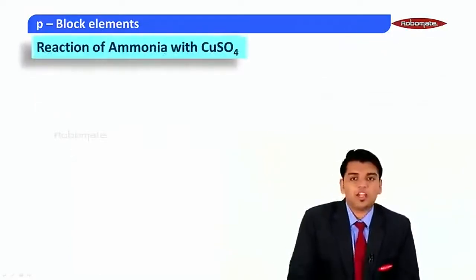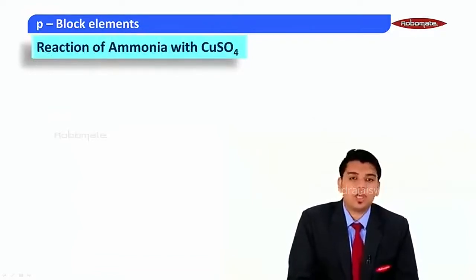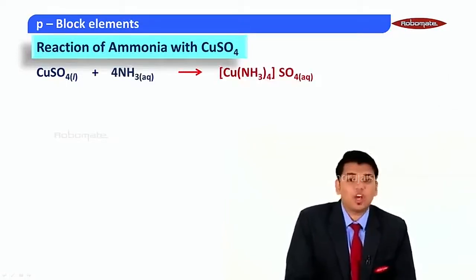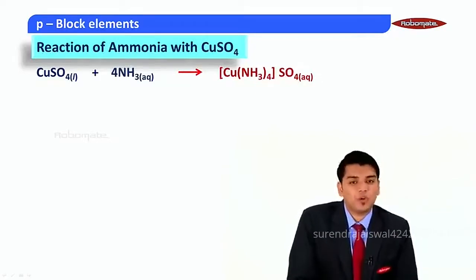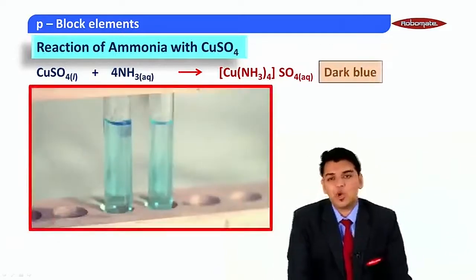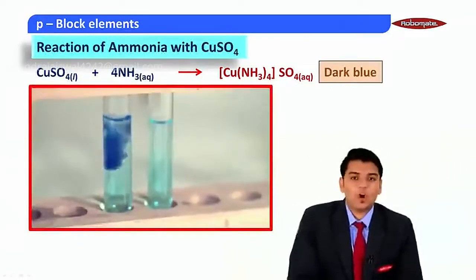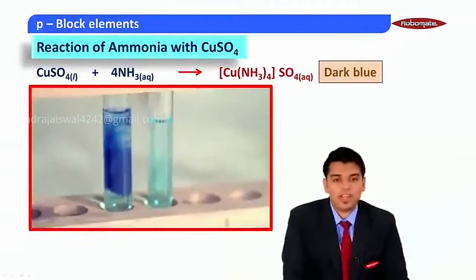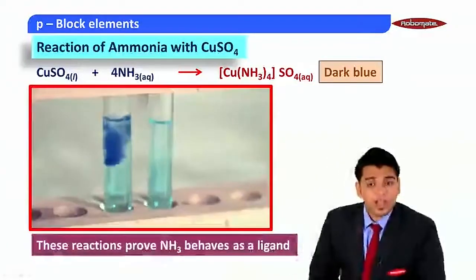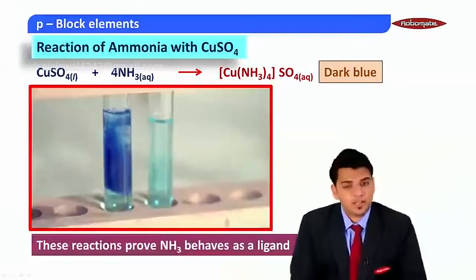Similarly, another reaction is reaction of ammonia with copper sulfate. Now when you take CuSO4, which is a light blue colored solution, when you add ammonia to this, it also gives a complex, that is [Cu(NH3)4]SO4 aqueous, and this is indeed a beautiful reaction to look at. This complex formed is dark blue in color. So using this and the previous example, we can prove that NH3 behaves as a ligand.